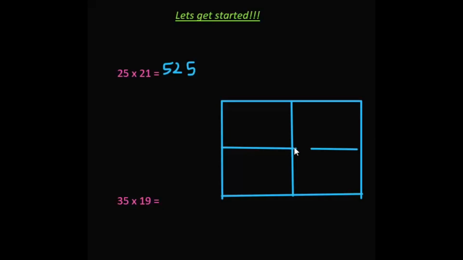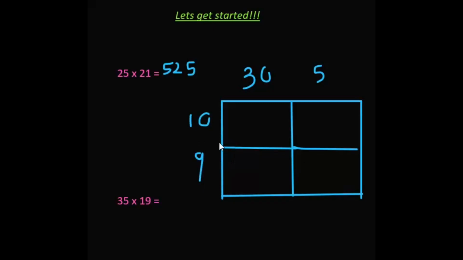It doesn't matter how big the number is, you still do the same thing, but you may have more squares or boxes if it's a bigger number. Okay, so now let's do the next problem. 35 times 19 equals what? Let's write down our numbers and split by the place value. 35 is split into 30 and 5. And now let's do 19. 19 is split into 10 and 9.